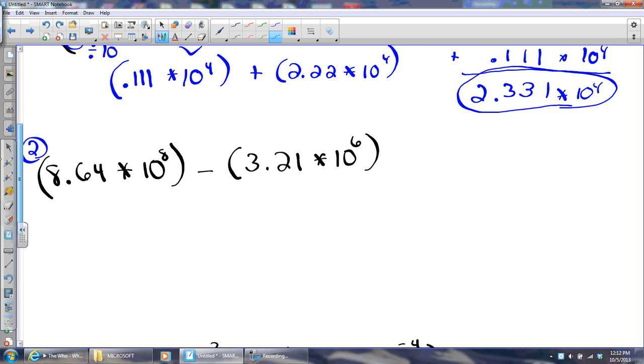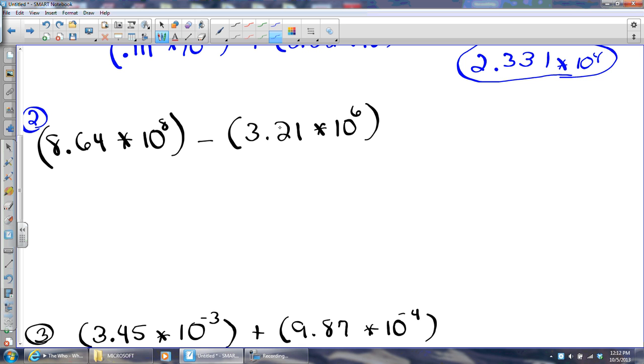Subtraction is done very much the same way. Notice these exponents do not match. How can I turn this 6 into 8? Well, I'm going to need to multiply by 10 to the second power. But if I do that, then I have to divide here by 10 to the second power. So I'm going to get this 8 and 64/100ths number times 10 to the 8th.